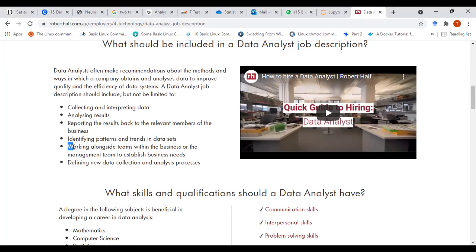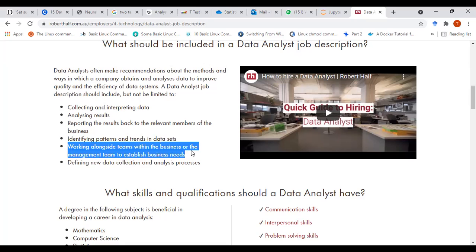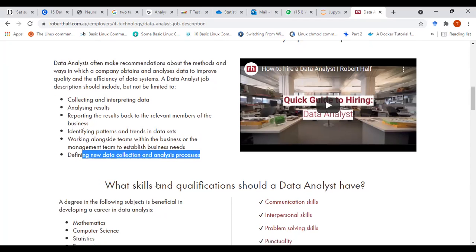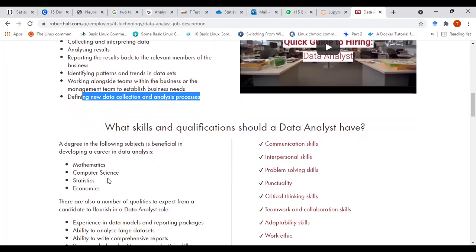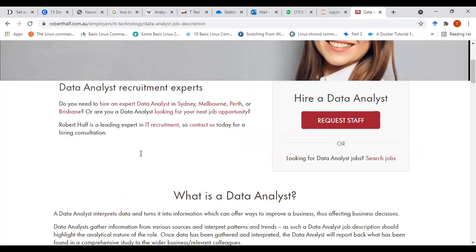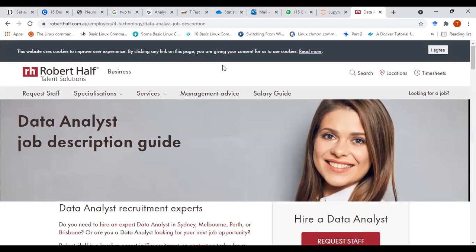And then for the business requirement, working alongside teams within the business or the management to establish business needs, defining new data collection and analysis processes. So this is something extra. These are all mathematics, computer science. So no mention of predictive analytics here. Similarly, you can have the same for the other roles as well. You can browse others. So I hope the distinction between data analyst and data scientist is clear, right? Yes, sir.